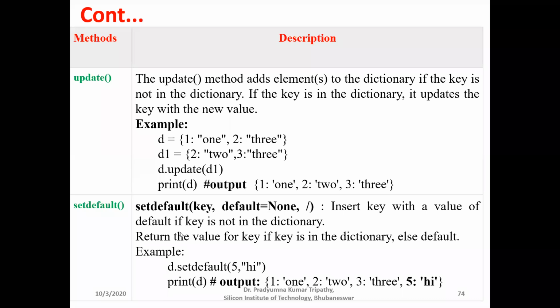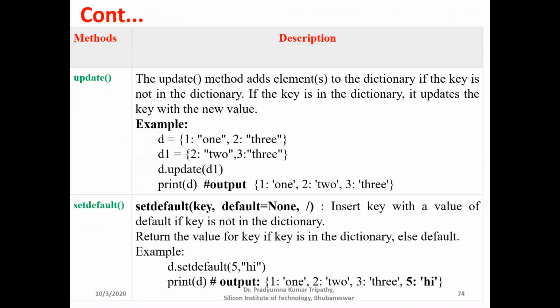And for example, there is setdefault, where I can set a particular value. Suppose I have d.setdefault of 5, 'hi'. Actually, I have given this as the key and value, which can be given as a default. If it is already there, it returns the value. If it is not there, it will be added to the dictionary. If it is already there, it will just return the value for that key.